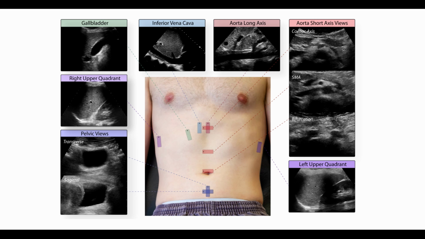This slide demonstrates the probe position for the regularly performed point-of-care ultrasound exams. Most accreditation pathways focus on the identification of free fluid in the abdomen using the right upper quadrant, left upper quadrant, and pelvic windows. The renal tract is simply an extension of these windows.